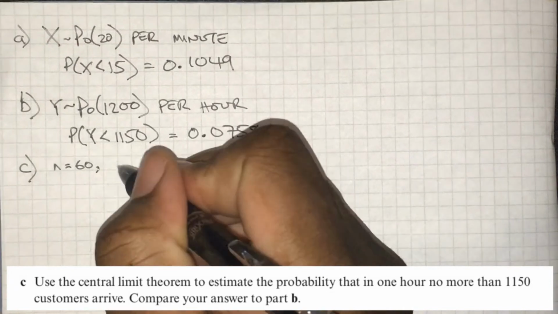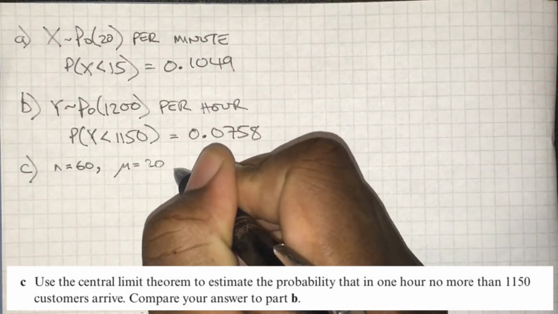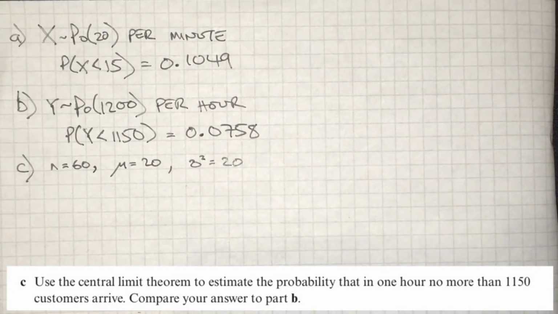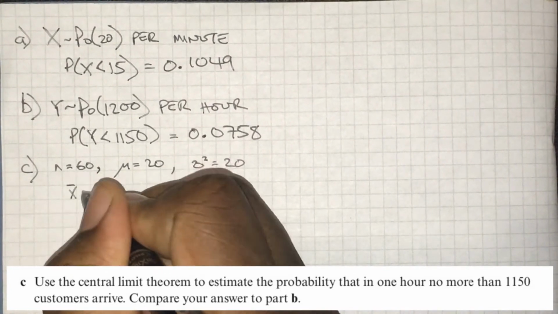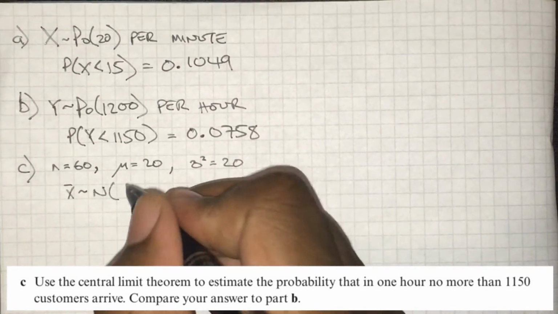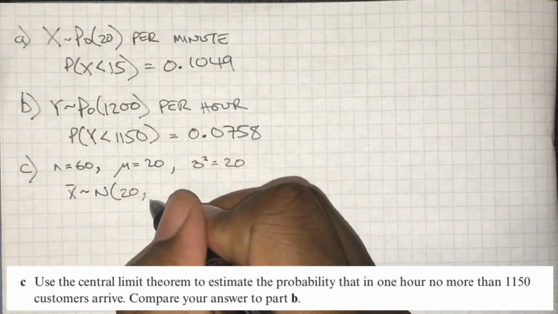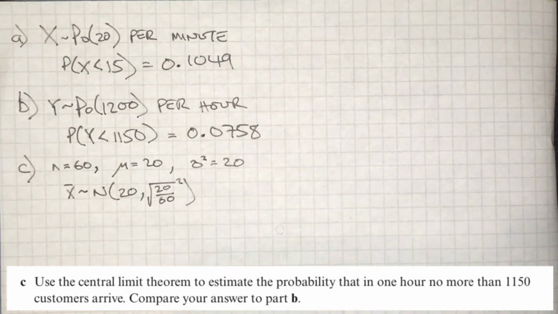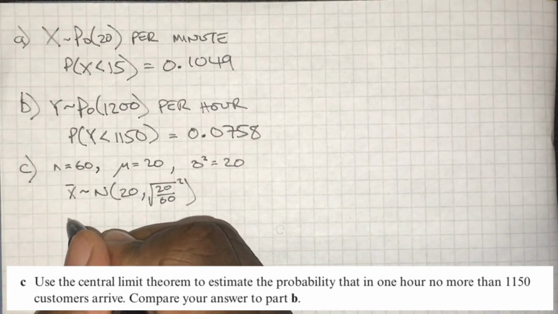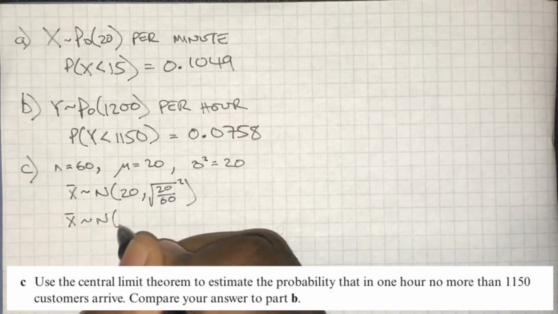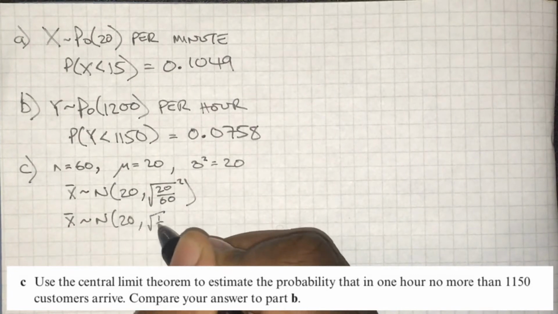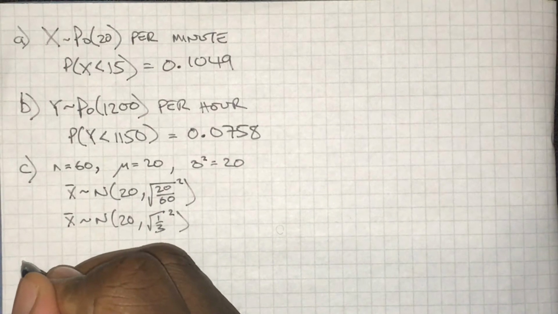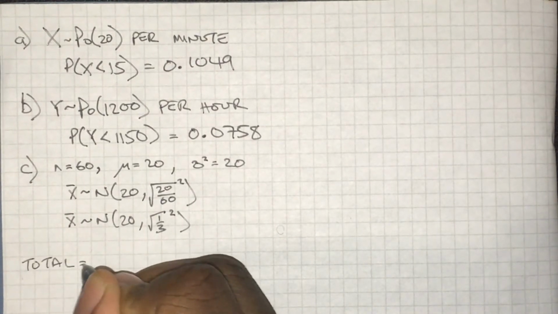I already know what the mean was because this was a Poisson distribution, the mean was 20, and I know that the variance was also going to be 20, which makes the standard deviation the square root of 20. So I should be able to define an x bar distribution. So x bar follows a normal distribution with a mean of 20, and this time round it's going to be a standard deviation of the root of 20 over 60. That cancels down quite nicely within the square root to just 1/3. So the standard deviation is the root of 1/3.